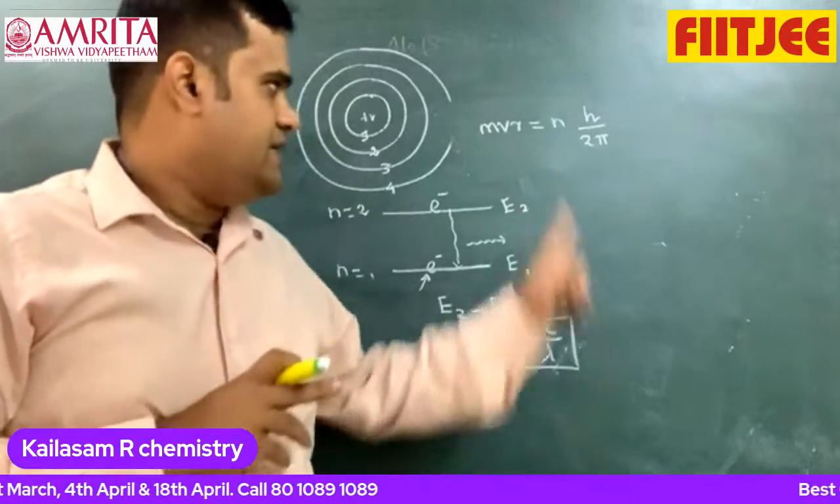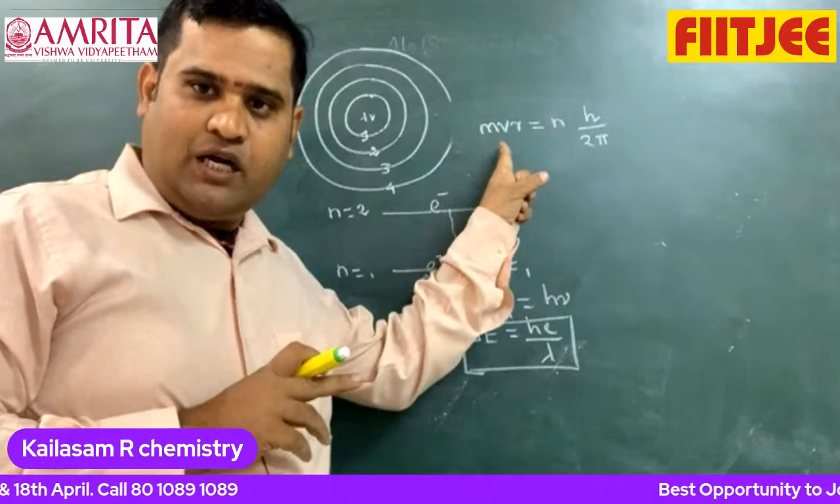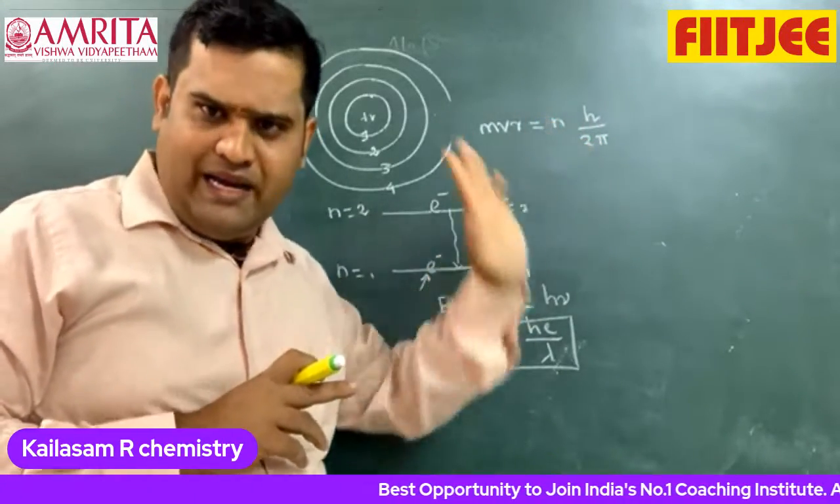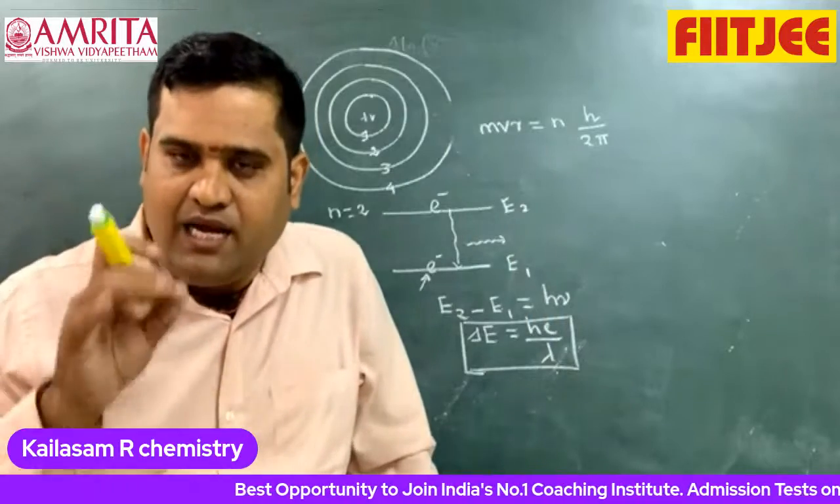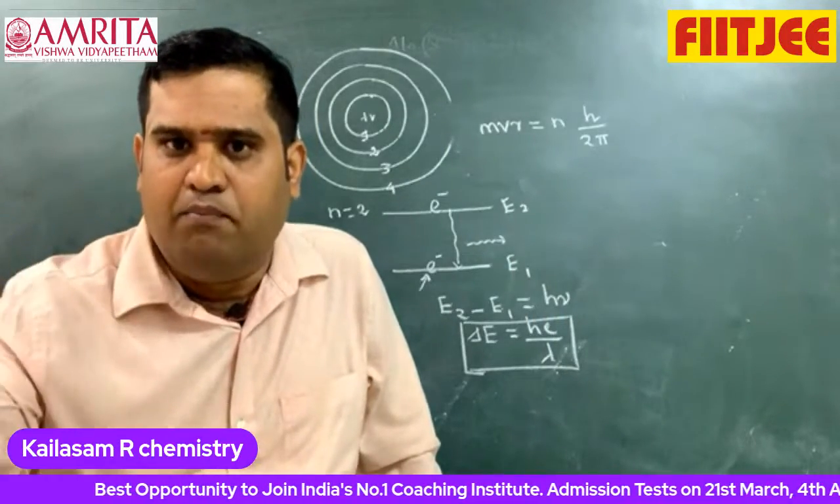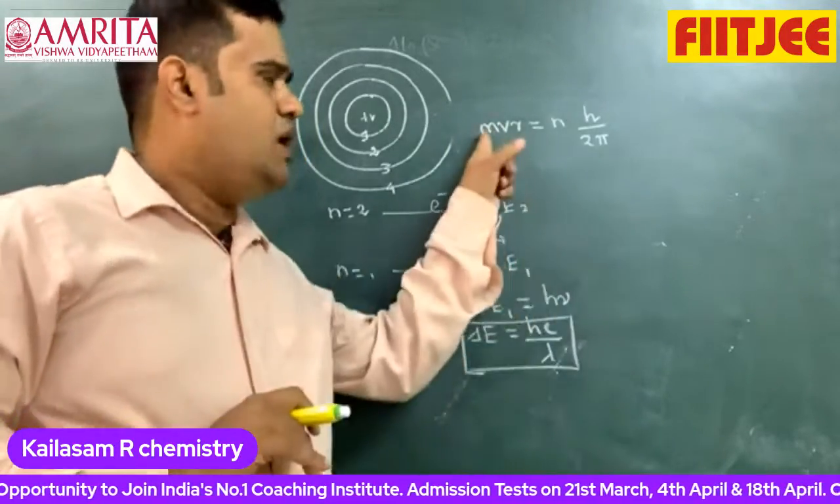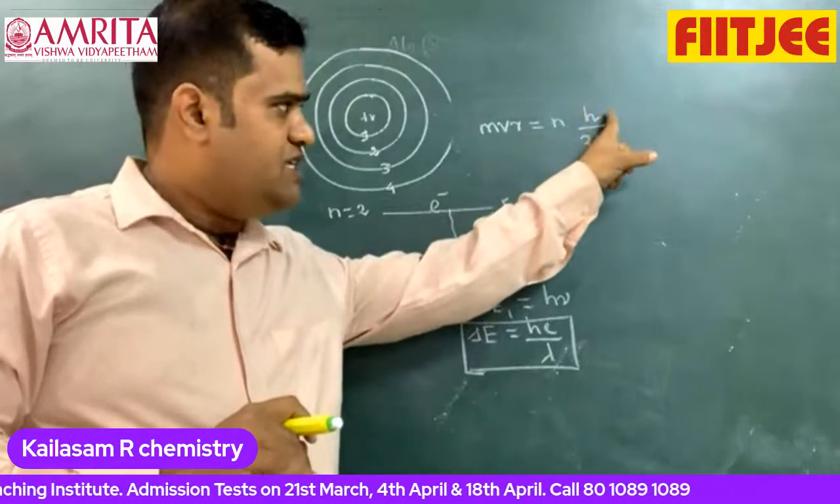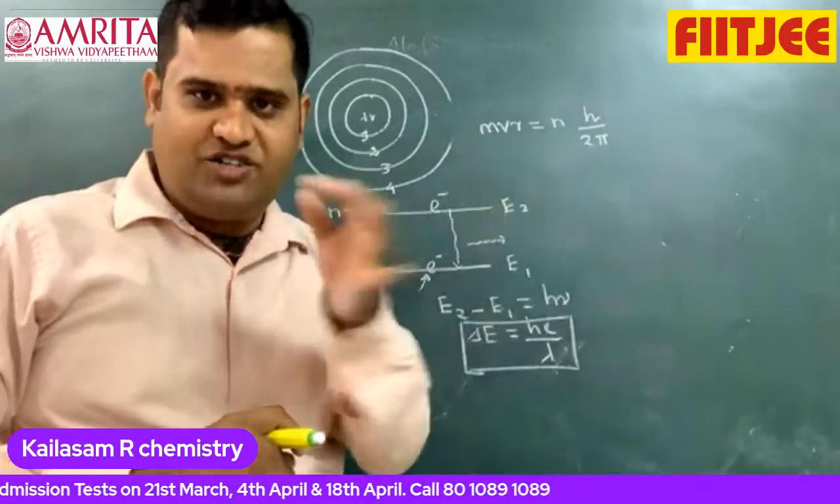And second, we said the angular momentum of an electron in a particular orbit is equal to nh by 2 pi. n is an integer, and n is nothing but the principal quantum number. m is mass, v is the velocity in the nth orbit, and r is the radius of the orbit. We know h is Planck's constant, and 2 pi is a constant value.